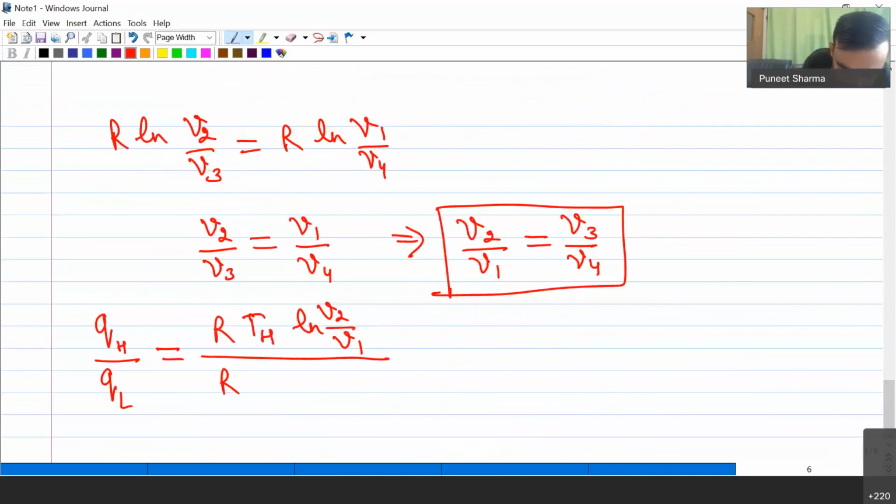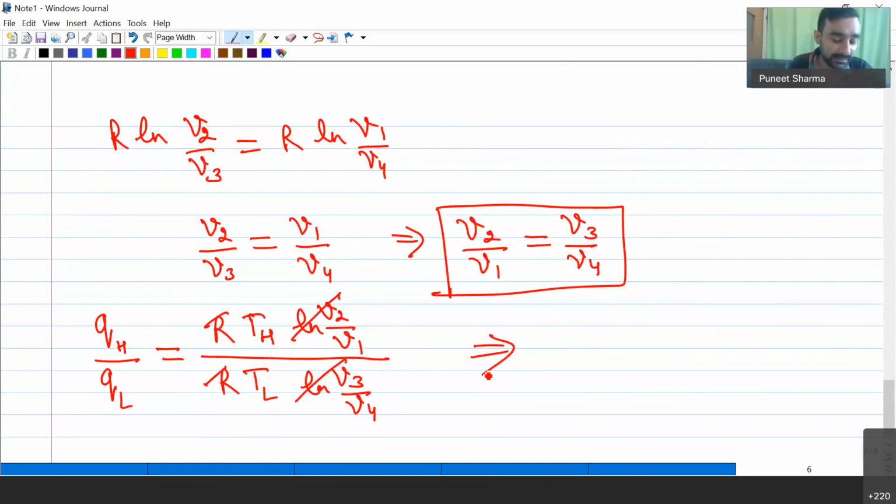R times TL into ln V3 divided by V4. Now we know that V3 by V4 is equal to V2 by V1, so that's why I can cancel out these terms over here. R will also be cancelling out. And finally, from the ideal gas formulation, I am finding that QH by QL is nothing but equal to TH divided by TL.